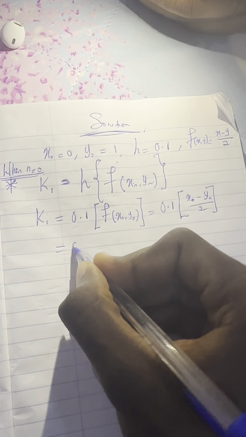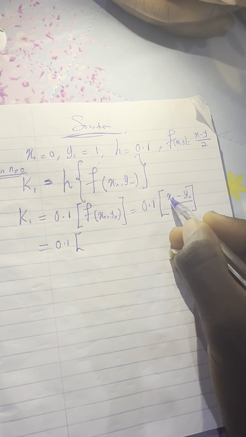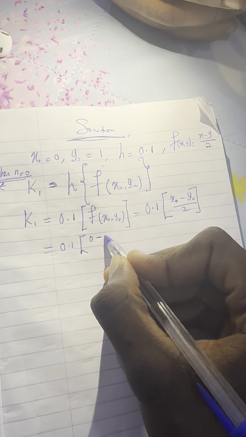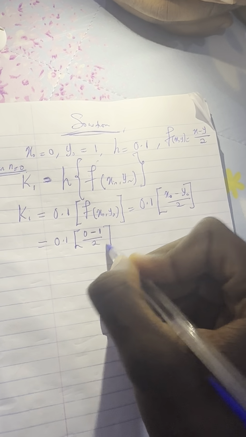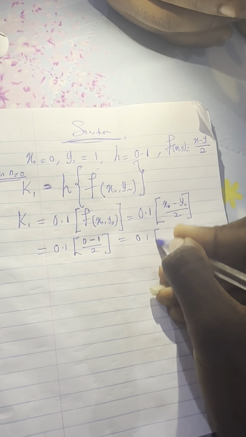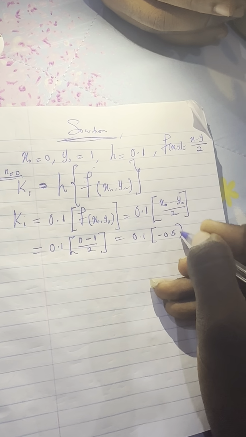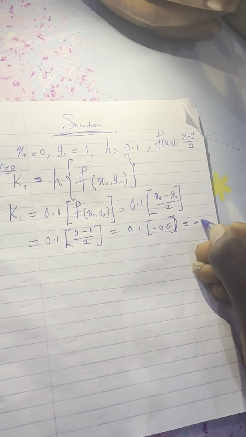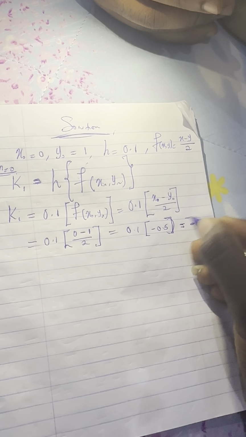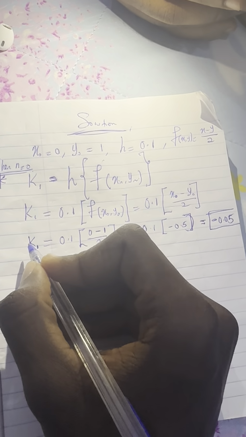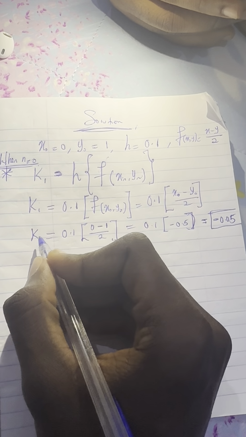So I believe this should give us 0.1 times x naught minus y. What's my x naught? 0 minus y naught 1, over 2, right? So in this case, I have 0.1 times minus 0.5, right? This is minus 1 over 2. So if I multiply this and this together, the result is minus 0.05. So I've gotten just K1. I will still repeat, though that takes a lot of time before you arrive at the final answer. But thank God it's just y of 0.2. That's what we are looking for.